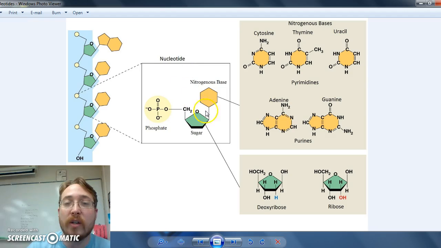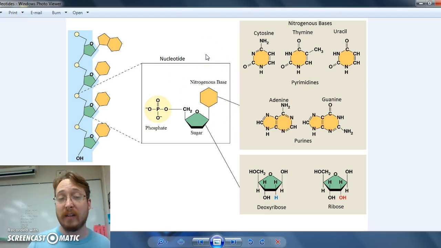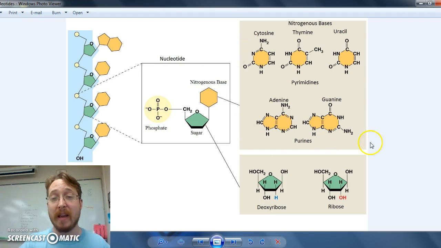Now, the nitrogenous bases are the interesting parts. They're the part where the information is. And so they are different. There are 5 bases to choose from. It turns out that uracil is only present in ribose, and thymine is only present in deoxyribose. But we'll deal with that later. You don't have to know that now.